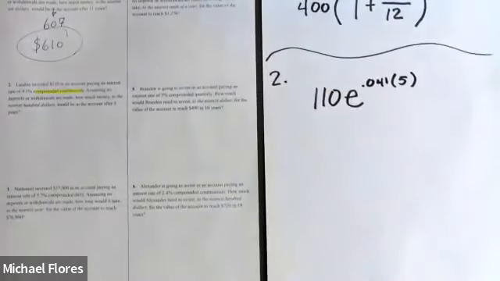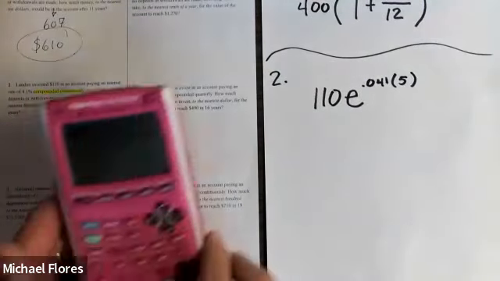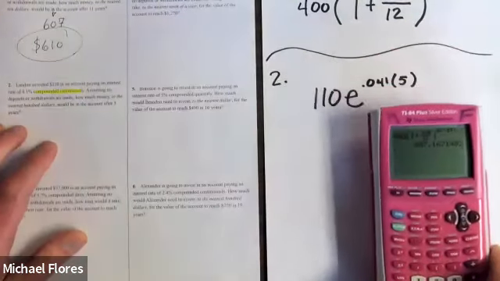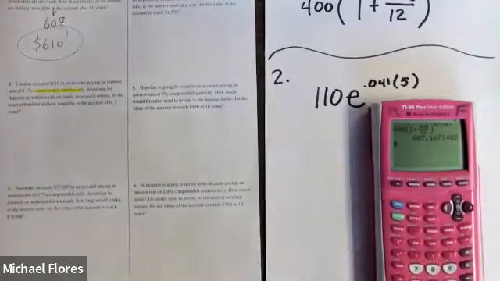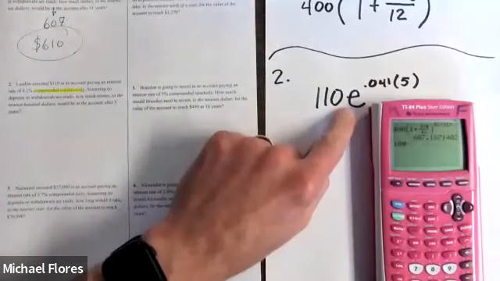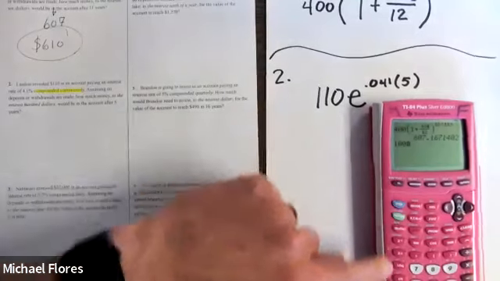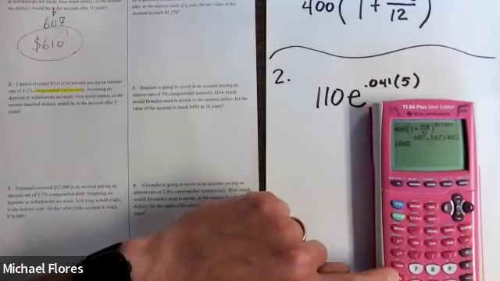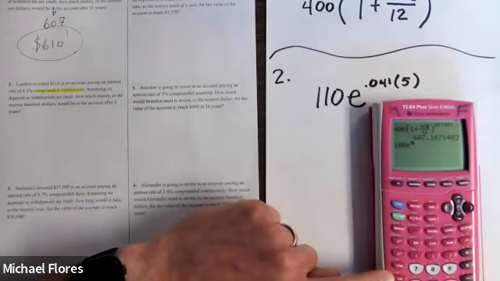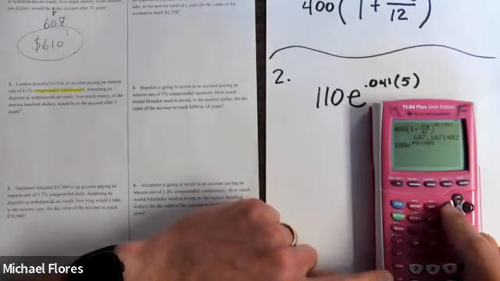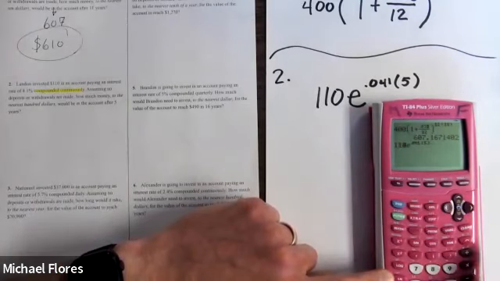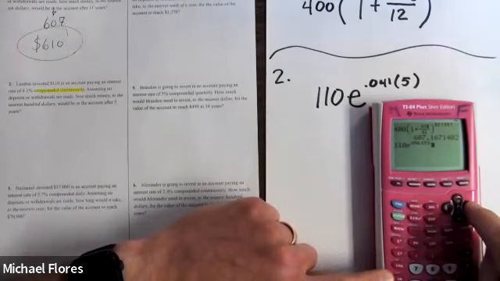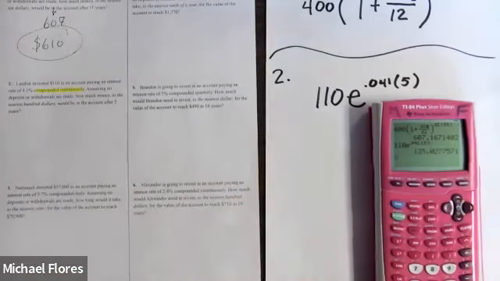Now we're going to plug that into our calculator exactly how I see it on my paper there. Hopefully I'll get this to a spot where you can see it there. That doesn't look too bad. So 100. Now E, here's how you're going to find E. You're going to do second and then LN. And now put in the exponent, 0.041. Oops, you know what? I just realized I made a mistake. I put 100 instead of 110. There. Enter.